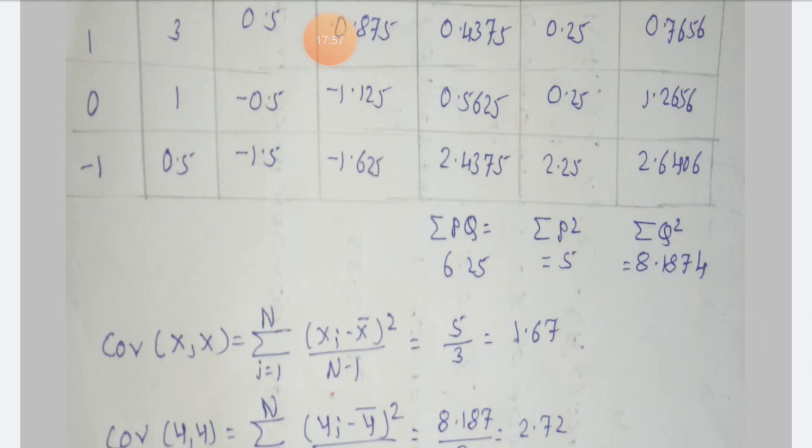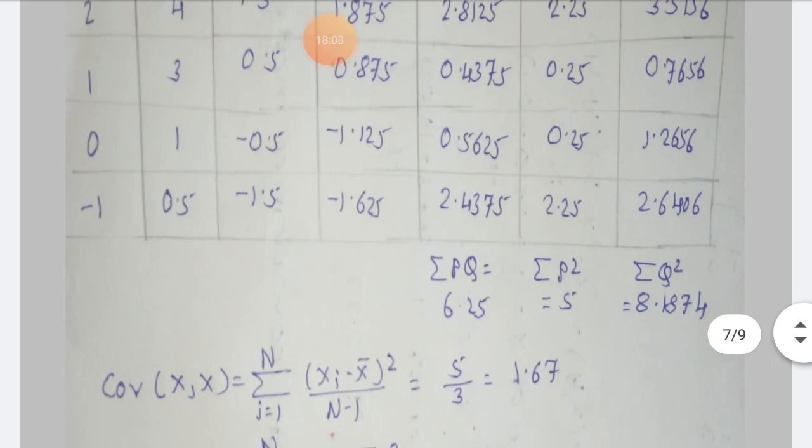Now we'll write covariance of x with x. The equation is summation of i equal to 1 to n, that is 1 to 4, (xi minus x bar) squared, divided by n minus 1. We have already calculated summation (xi minus x bar) squared, and that is 5. So directly do 5 divided by 3, I am getting 1.67.